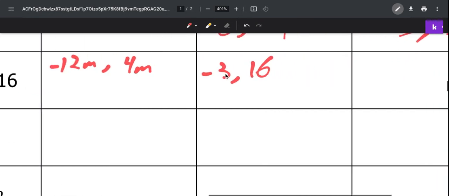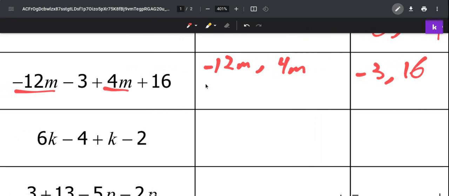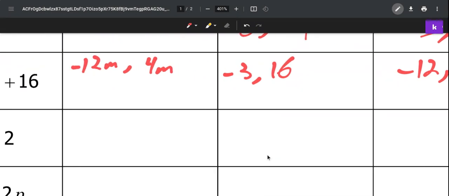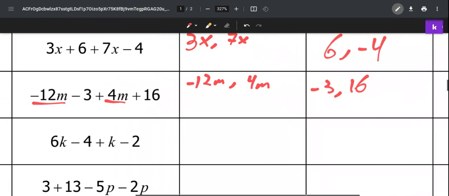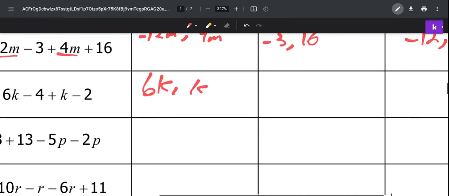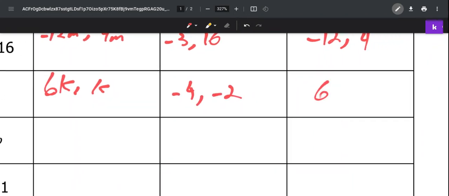And then last, we have our coefficients, which are just the numbers in front of m, and that would be -12 and 4. Now, I'm going to go through the rest of these. Actually, let me look and see if there's any hard ones. I'm going to go through the rest of these, and you can just see if you could figure these out. So let's see. This would be 6k and k. This is more just for you, so you can pause and work on these and make sure you get the right answers. -4, -2, 6, 1.